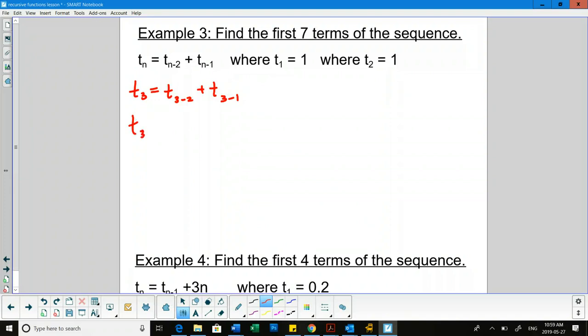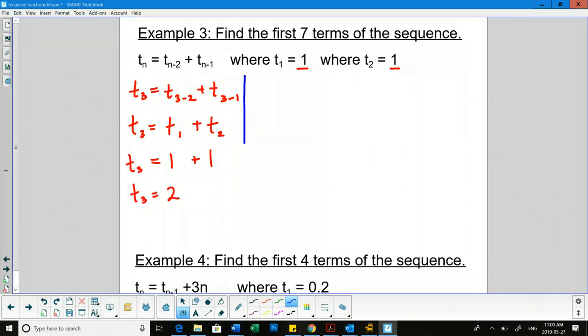Okay, so when I'm simplifying here, I get 3 minus 2 is 1, and 3 minus 1 is 2. And do I know the value of terms 1 and 2? Yeah, I do. Term 1 is 1, and term 2 is also 1. So term 3 is 2.